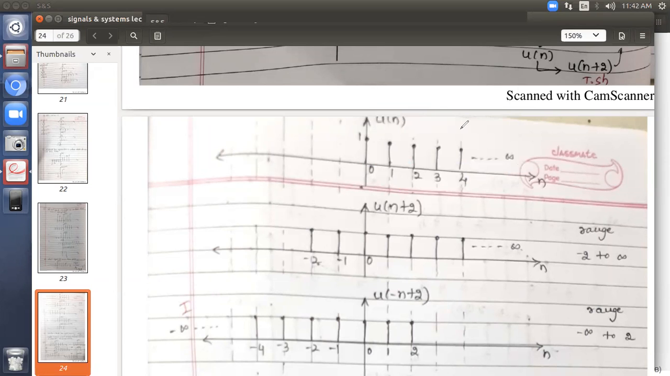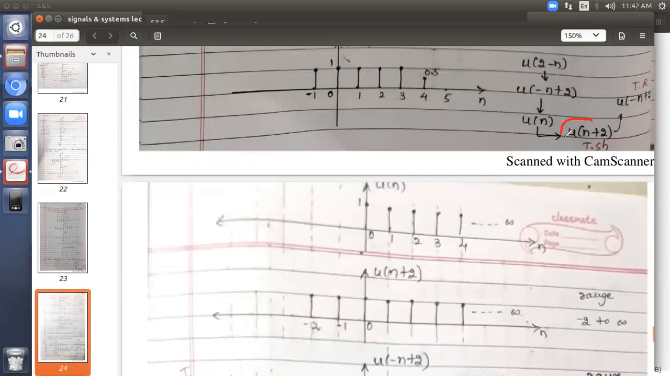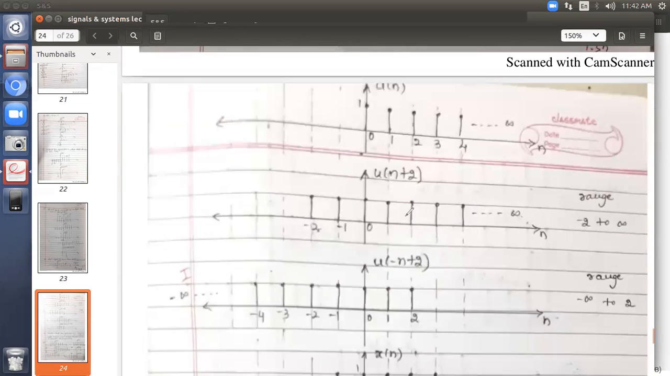So once we draw u of n, first we have to go for shifting by 2. There is a plus sign in between. So plus indicates left shift, right? Plus shift because n naught will be a negative value. Hence shift the signal to the left side by how many amounts? By 2 amounts. So let us do that.